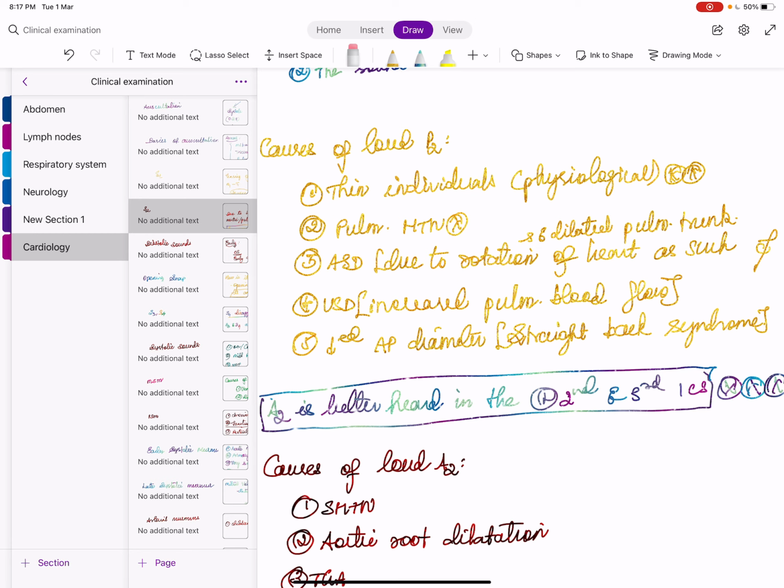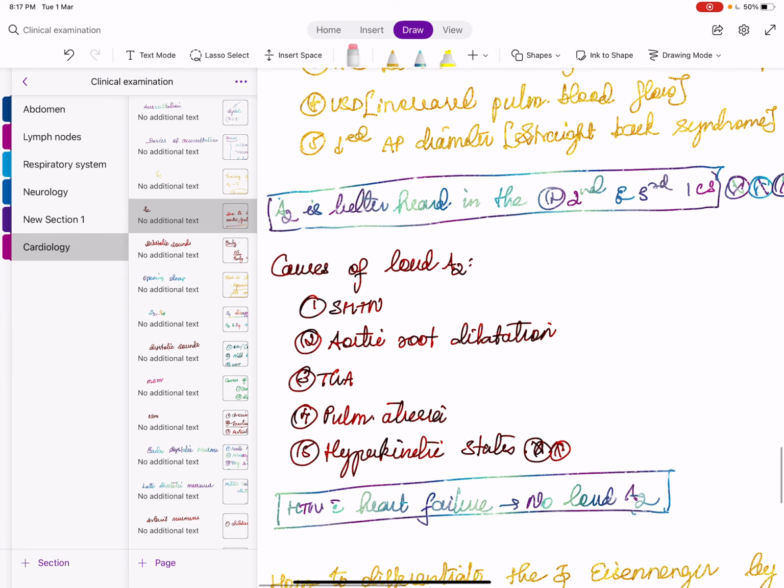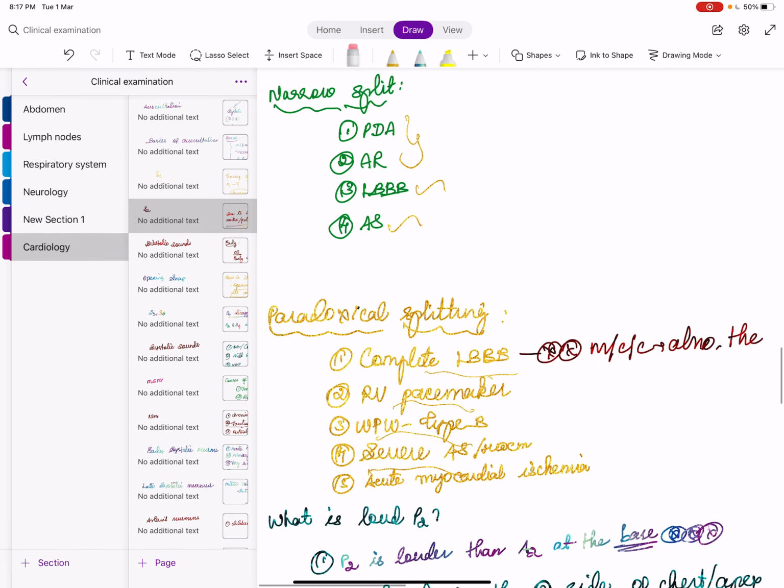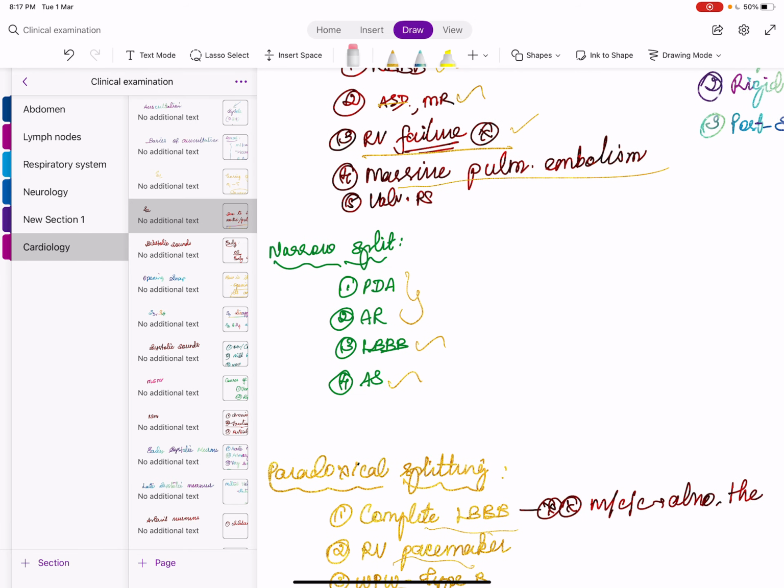Similarly, in the aortic area and the pulmonary area, that is at the base of the heart, S2 should be louder than S1. That is the basic, because we are coming close, right? In the aortic area we are close to the aorta, in the pulmonary area we are close to the pulmonary artery. But in the aortic area, if the S1 sound is louder than S2, it means S1 is loud. Similarly, at the apex, if S2 is louder than S1, it means S2 is loud. That's all.